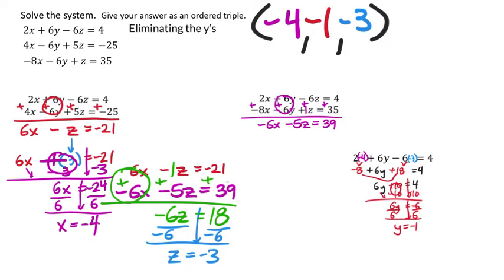As it turns out, and I already did this on the calculator, by replacing each of the x's with negative 4, each of the y's with negative 1, and each of the z's with negative 3, I get these answers. Okay, so that means that all 3 equations are true statements.